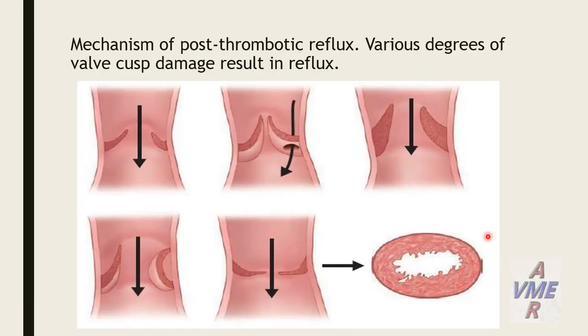There are different types of post-thrombotic reflux affecting the valves. After the thrombosis and subsequent inflammation, we will have different types of reflux, and reflux will shorten the duration of ambulatory venous pressure.